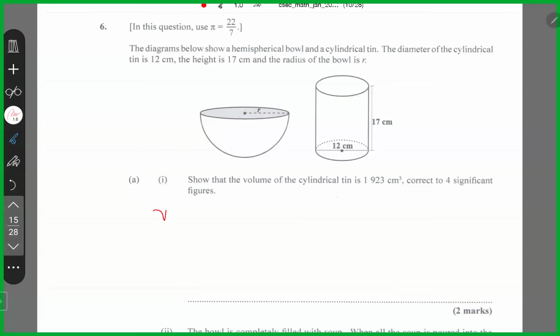Well, volume of a cylinder would be equal to pi r square, which is the area of the base, times h, the height. So this is 22/7. The radius, of course, for the tin is 6. So this is 6 times 6 times the height, which is 17. So we're going to multiply everything up top and then divide the final answer by 7.